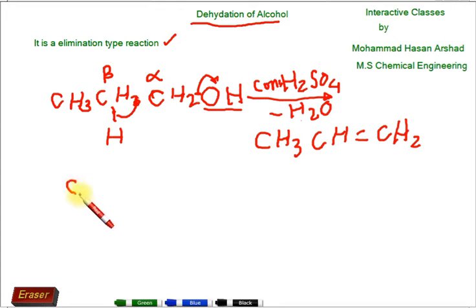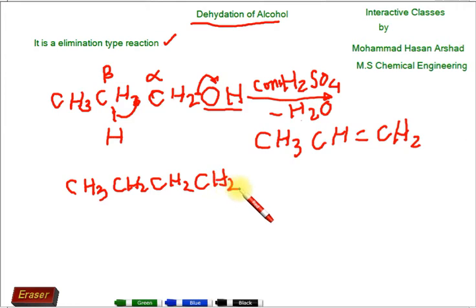We will add one more carbon. Okay, so CH3, CH2, and then one more carbon, CH2, OH. So this is butanol, 1-butanol.